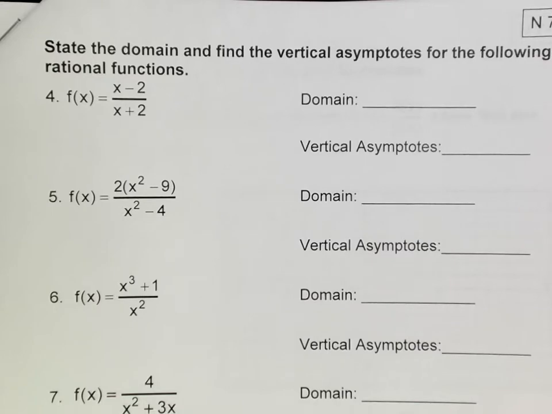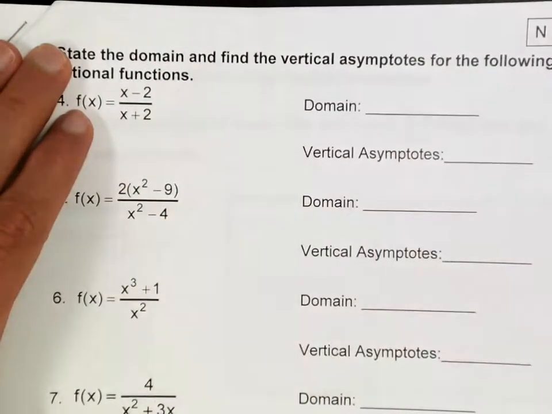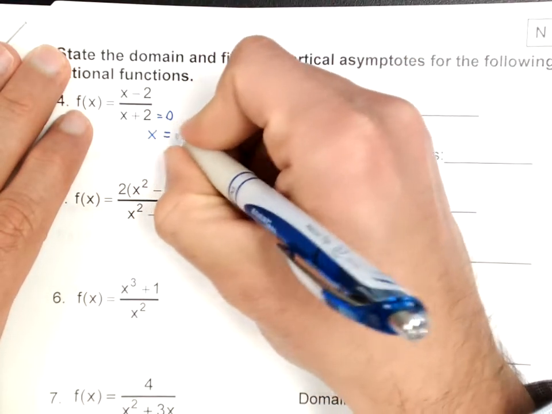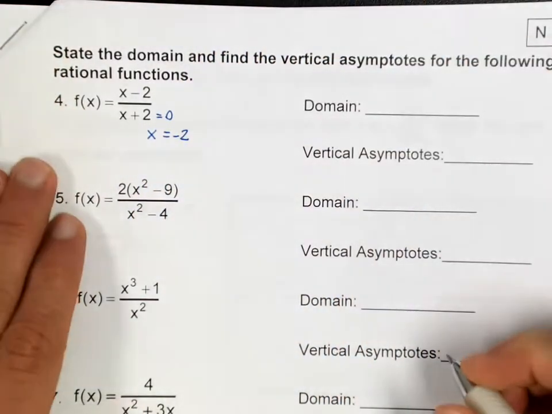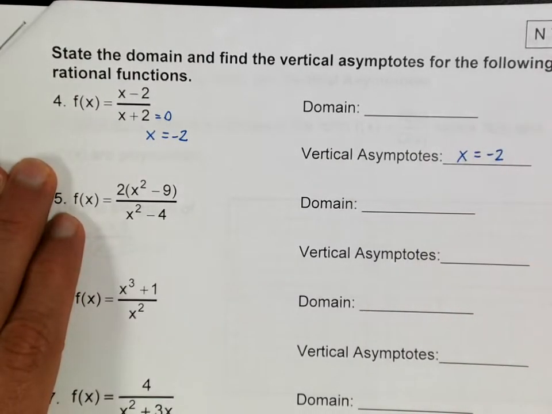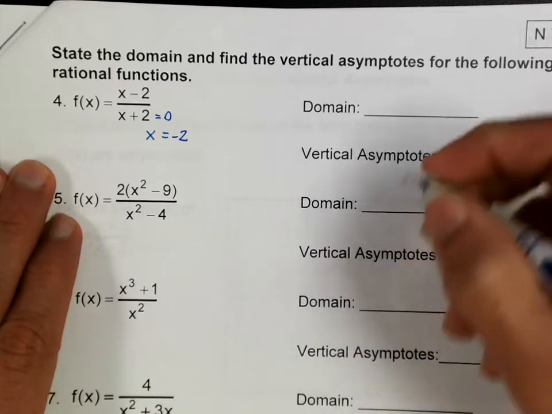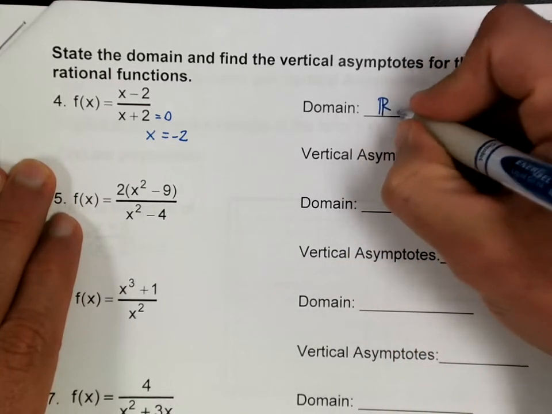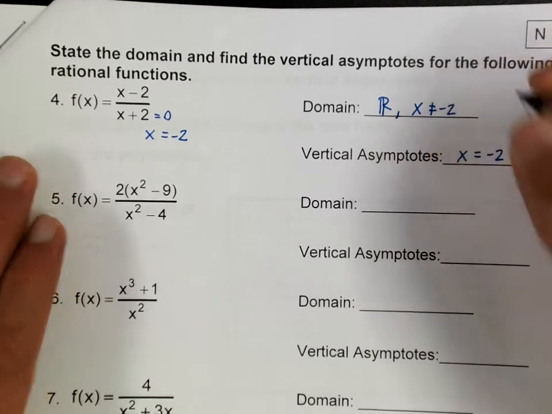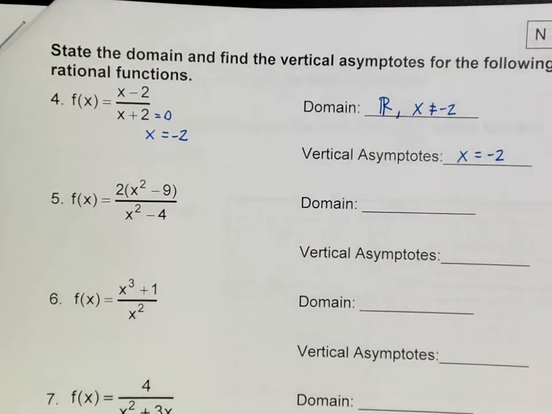So again, if I set this denominator equal to 0, I get that x is equal to -2, and this is where my vertical asymptote is located. And where my vertical asymptote is located turns out to be the only place that's not defined in the domain. So notice that I'm writing the domain is all real numbers except x cannot be equal to -2. Now, that's pretty much all there is to this one.